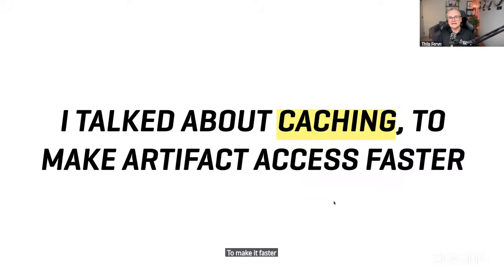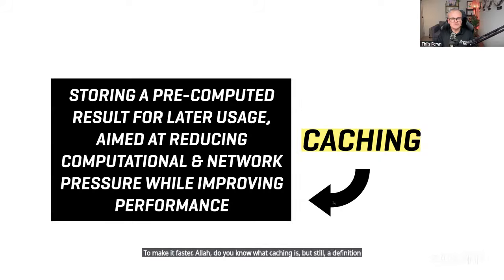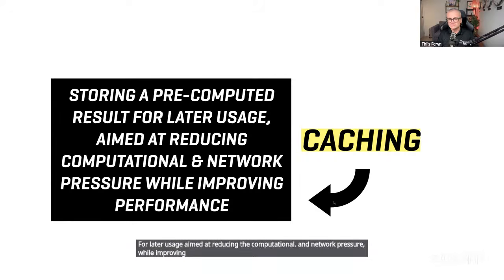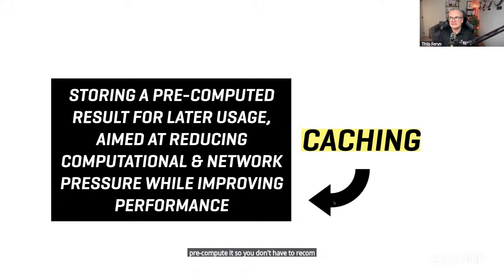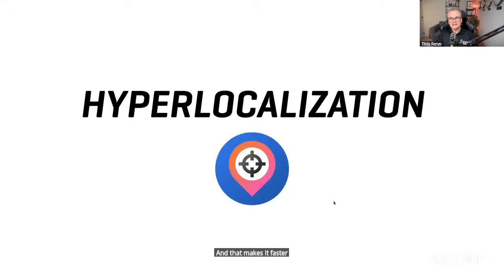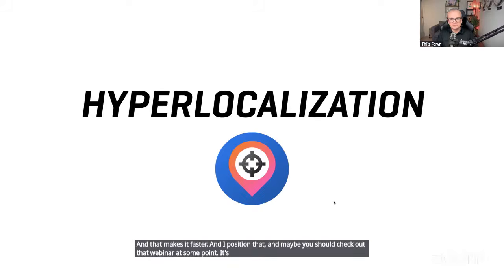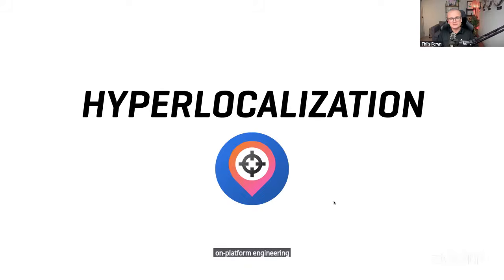A lot of you know what caching is, but still, a definition is in order. Caching is storing a pre-computed result for later usage aimed at reducing the computational and network pressure while improving performance. So it's storing something pre-computed so you don't have to recompute it again, and that makes it faster. And I positioned that, and maybe you should check out that webinar at some point. It's on YouTube, on the Platform Engineering account. I talked about the power of caching in a hyper-localization context.